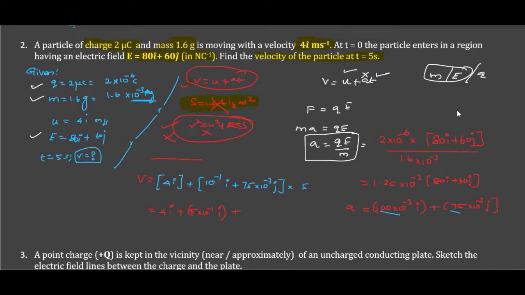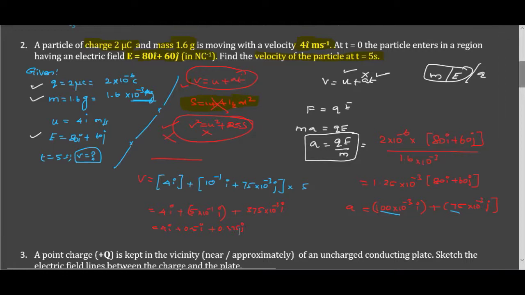75 into 5, so we have to multiply. If you do this, we will get 375 into 10 power minus 3 j. So finally we can write 4i, 0.5i plus 0.375j. So that's all about the final velocity.